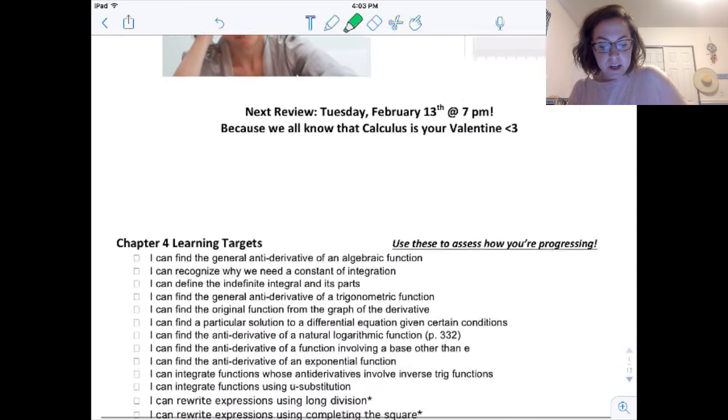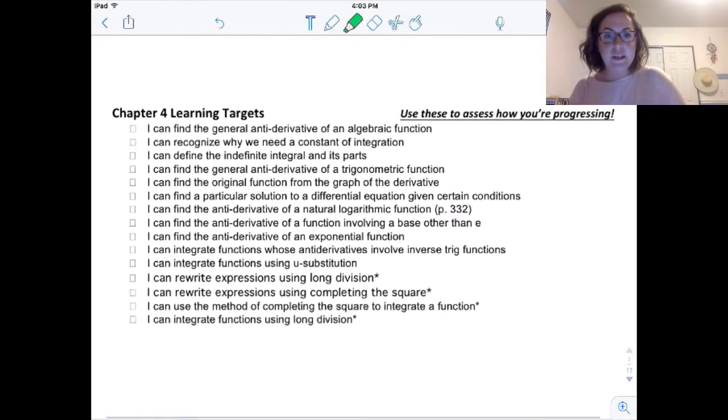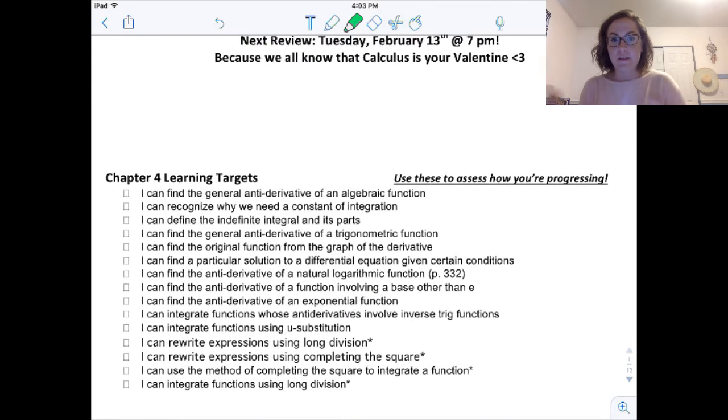So these are your learning targets for this unit. A lot of these are very skills-based, and they're things that you're going to have to know how to do for any variety of situations, but a lot of them are just integration techniques. So finding general antiderivatives and particular solutions, knowing that you always need to have your plus C is important, and then finding antiderivatives of every different type of function, which we're going to go through in a second, and those different special types of antidifferentiation, so substitution, using long division, using completing the square, are all going to be important aspects.